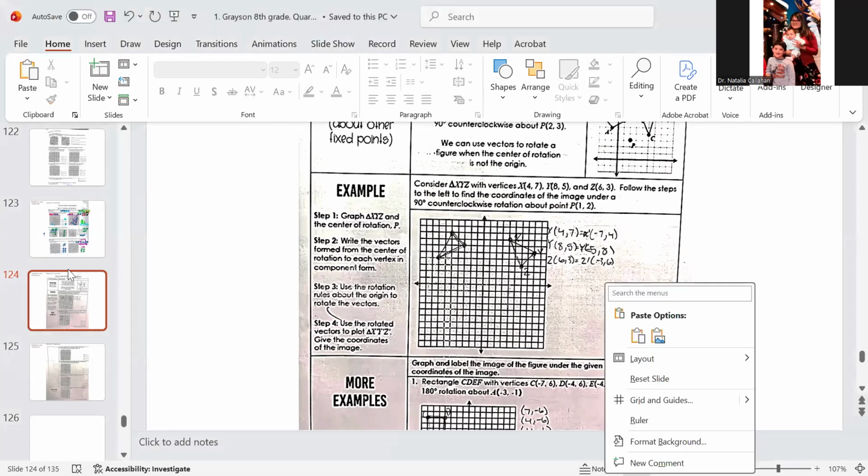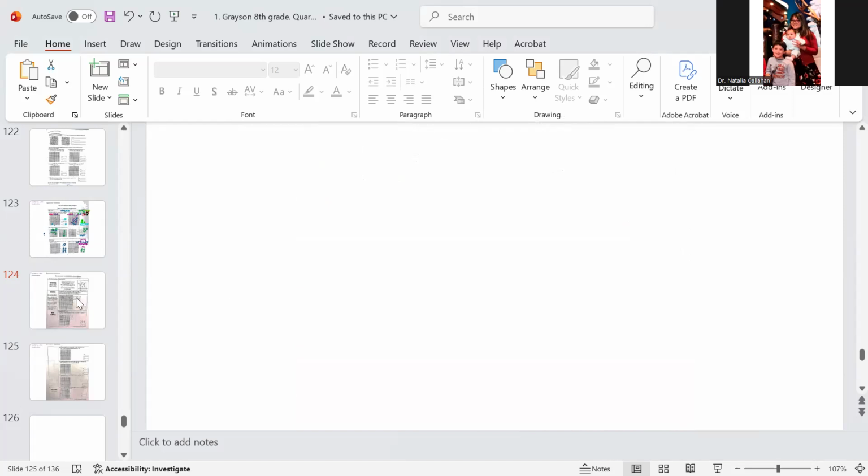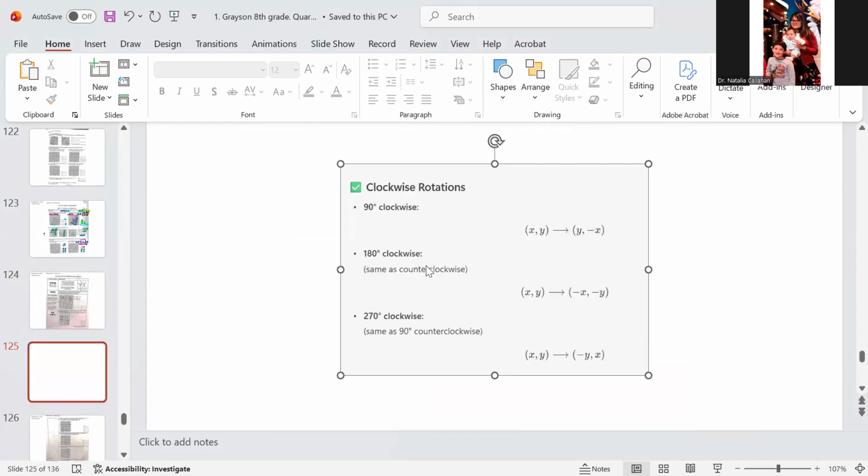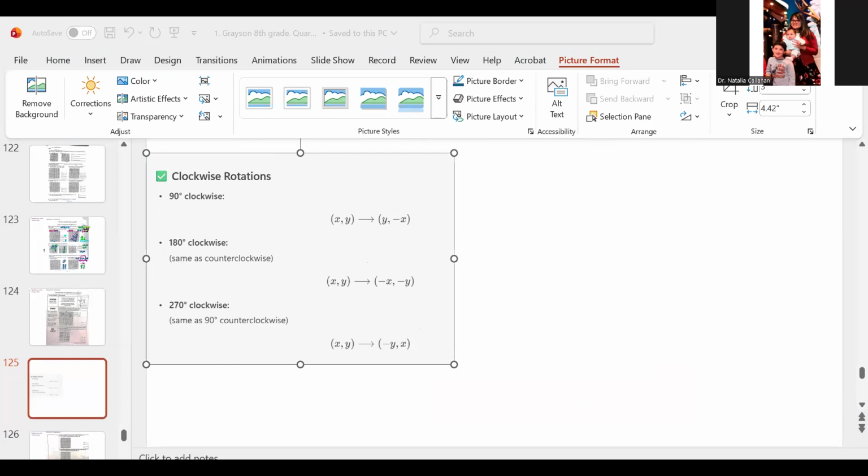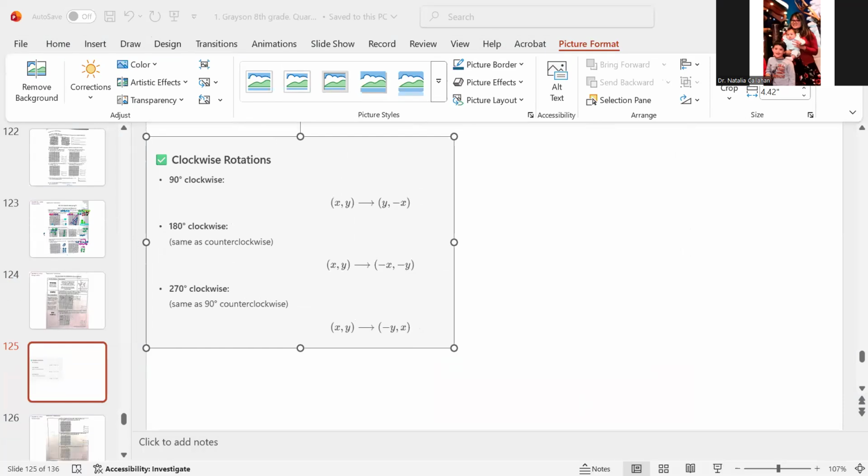So this is for clockwise. You need to copy this part down so that we have it. Can you please do that? Did you hear me? And I'm going to give you the one for counterclockwise for all three of them as well. And you need to memorize this.